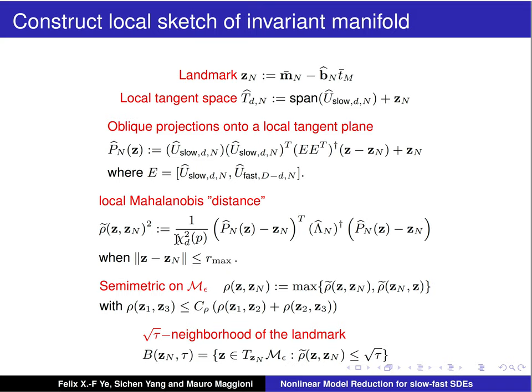So we have that, and we are going to combine everything together with the geometry. So we have the dynamics, and we also need to construct the sketch of the invariant manifold with all these dynamical quantities. And of course, the landmark is the intercept of this linear model of the mean, and the local tangent space is the column span of these slow directions, shifted to the landmark. And we also need to define the non-orthogonal projections onto the local tangent plane. So basically, the orthogonal projection will not work, just because my fast mode is not orthogonal to the invariant manifold. We need to define the right projections.